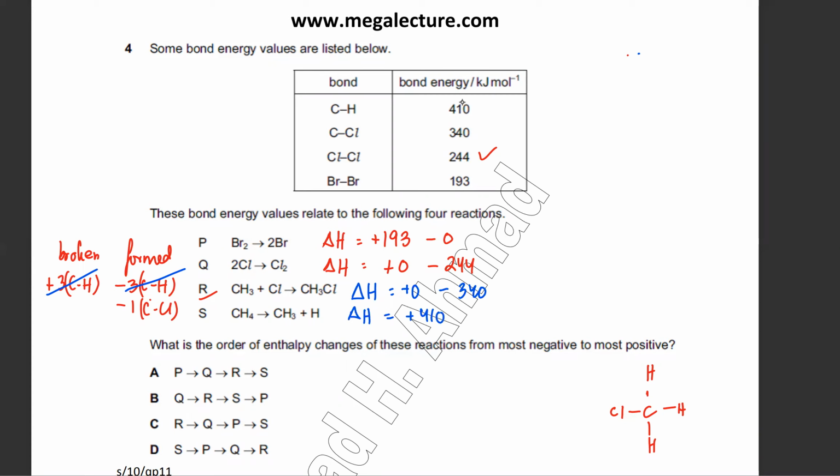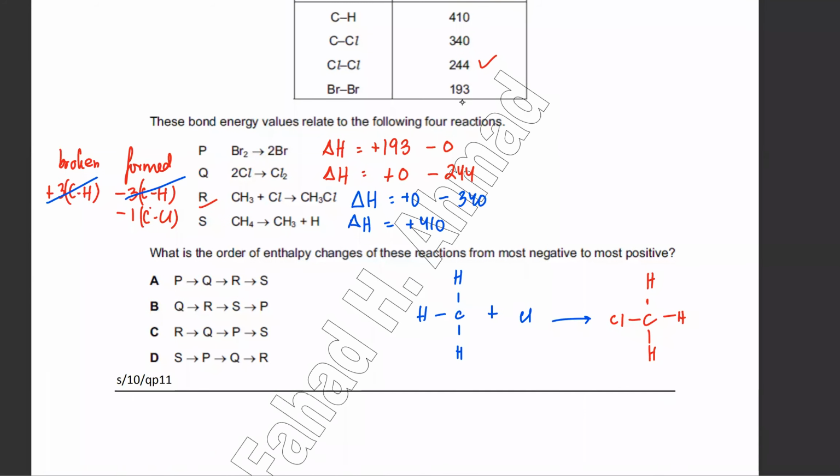Sir, can you explain R again? So R is this thing. It's CH3 plus Cl, and it's forming this thing, right? This is what R is, CH3.